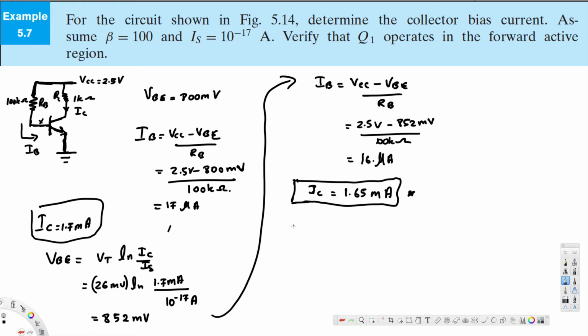To prove that, we have to take the VC value. VC is equal to VCC minus RC times IC. That gives us 0.85 volts. This value is nearly equal to VBE, because the VBE value is 852 millivolts. If you write this in terms of millivolts, this is 850 millivolts. So this is near the edge of the active and saturation modes. It's at the edge of both regions.